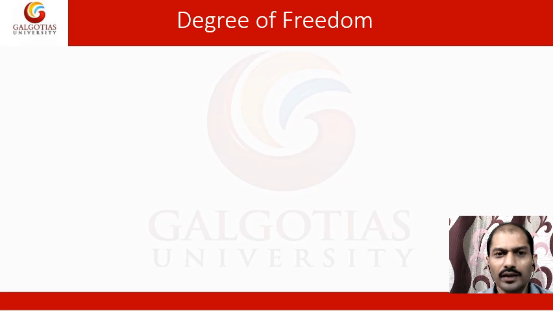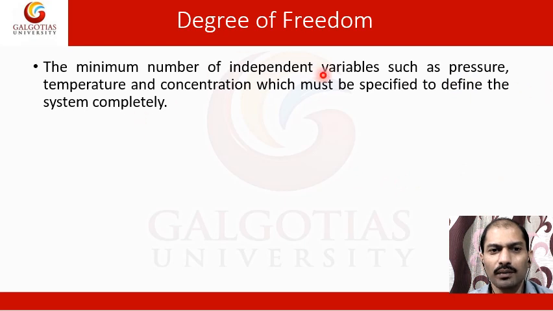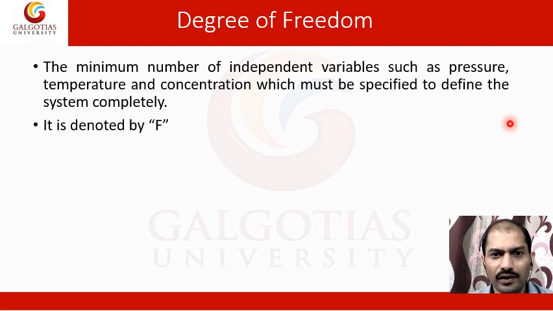So now another term which is also very important here is degree of freedom. Degree of freedom is also very important. Here it is the minimum number of independent variables like pressure, temperature, and concentration, which must be specified to define the system completely. So these are the degrees of freedom which define the system completely, and these are generally in terms of pressure, temperature, and concentration. And it is denoted by F. Degree of freedom is denoted by F.